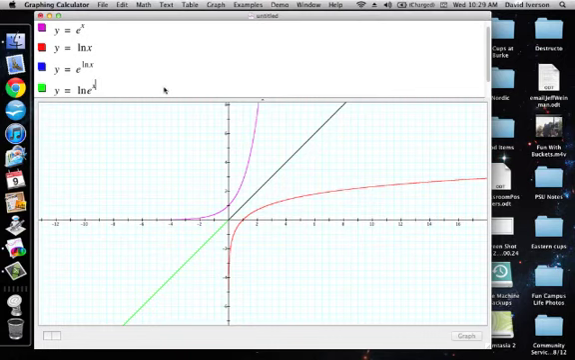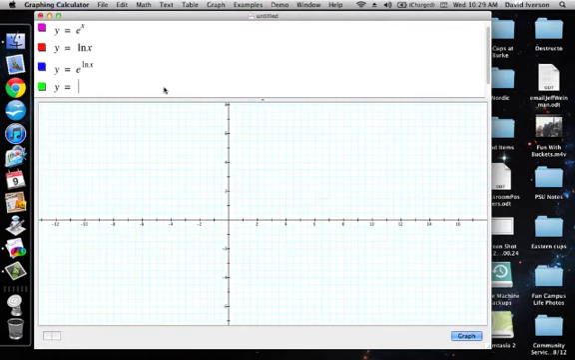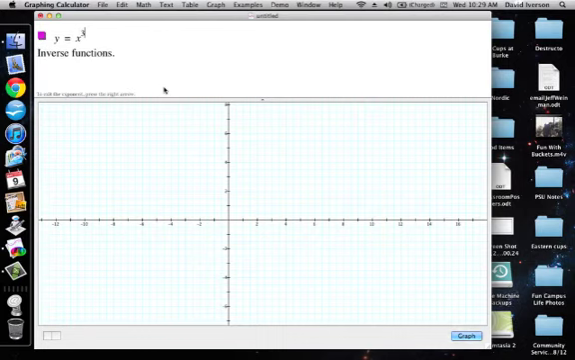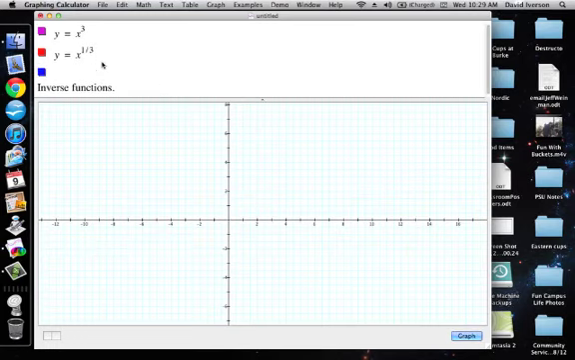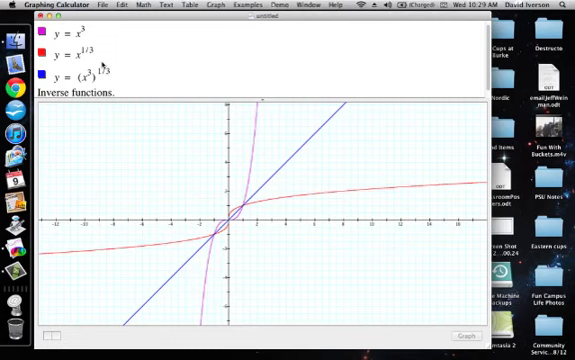So again, let's see if I've got this one. Let's back it up. y equals x cubed, and then I've got y equals x to the 1/3, and if I do y equals x cubed to the 1/3, the cube and the 1/3 are going to undo each other. Okay.